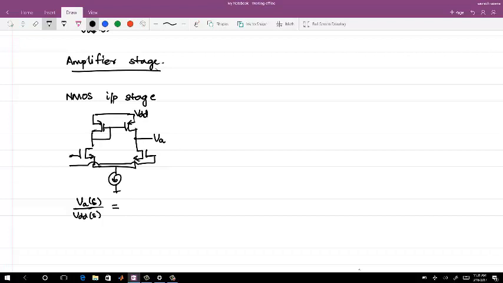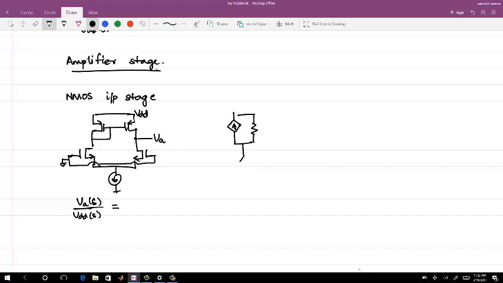Let's assume that you are not having any mismatch in the devices and everything. What will be VA over VDD? You can consider that the current source is ideal. So that means, for a small signal incremental analysis, this becomes ground.